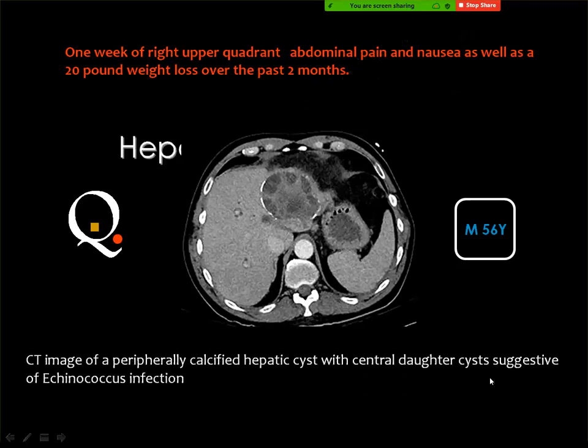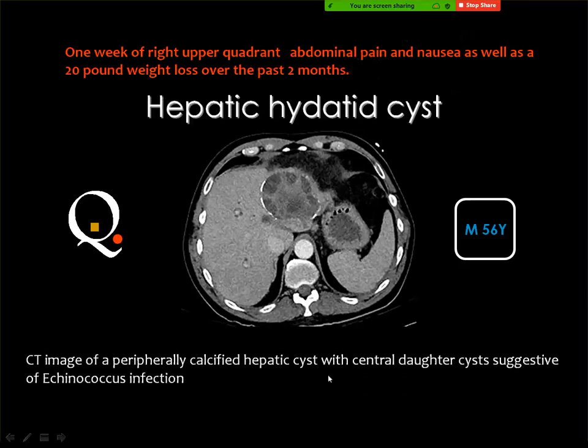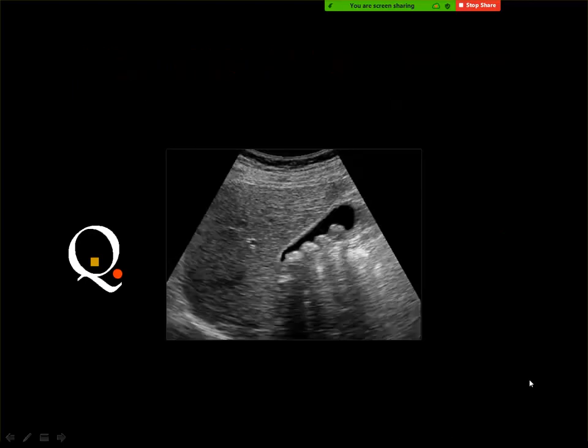Hydatid. Yes, and this is hepatic hydatid cyst with classic appearance of a big lesion with internal cystic structures as well as calcium. All these features are diagnostic of hydatid cyst.